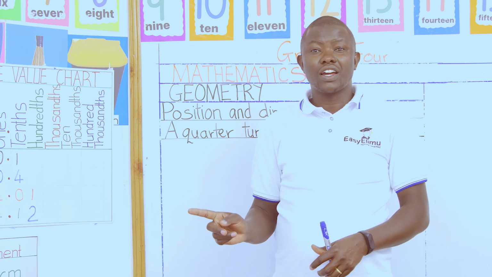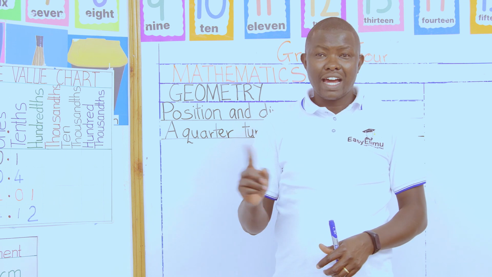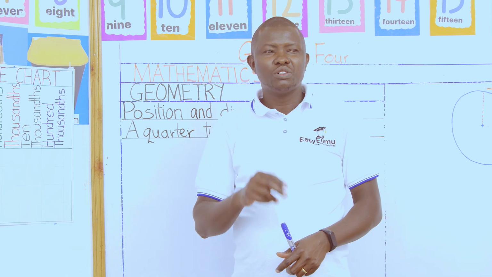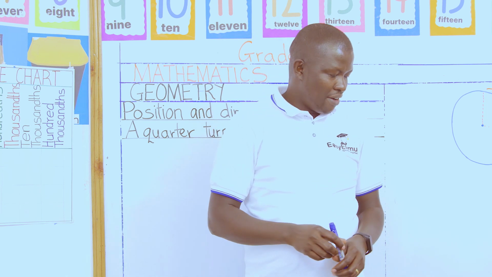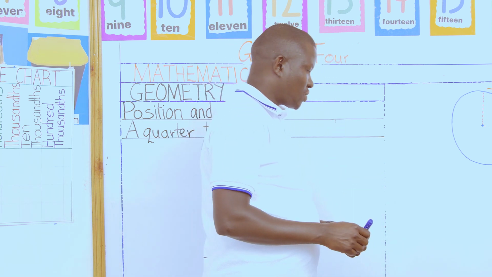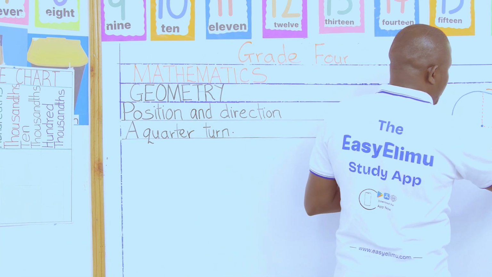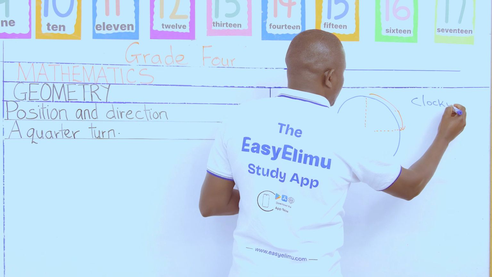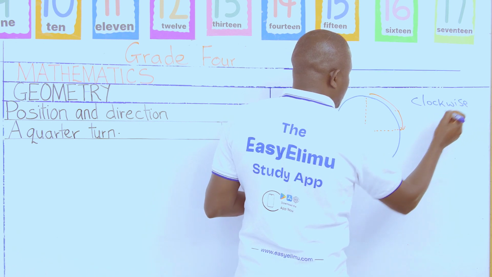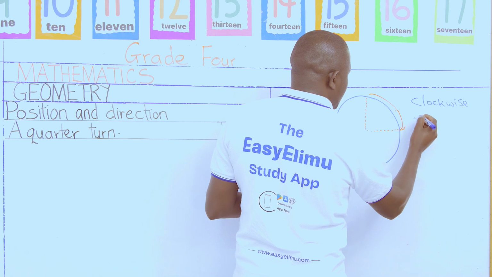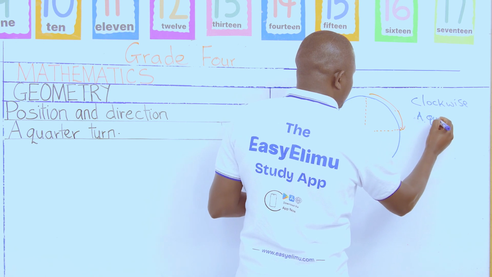So a quarter turn clockwise is opening, a quarter turn anti-clockwise is closing. Those are the two main key things that we have mentioned. A quarter turn to the left. This side was clockwise. So we have made a quarter turn. But I have to write it a quarter turn.